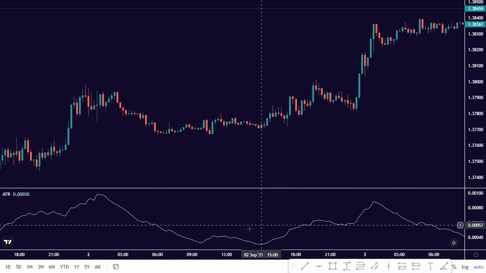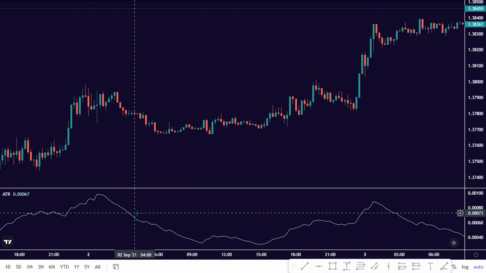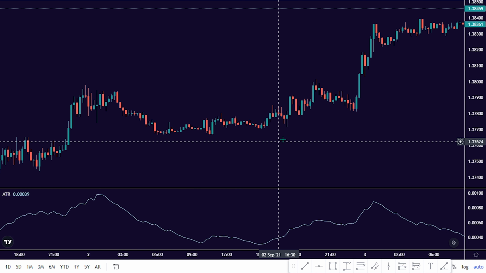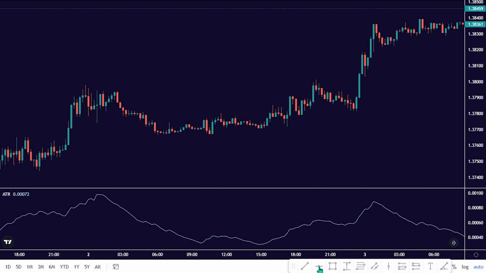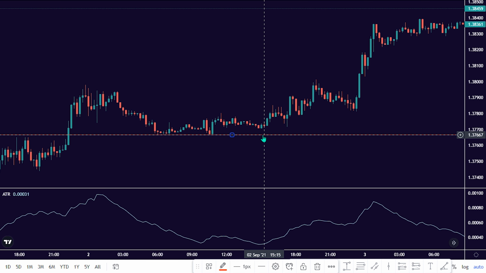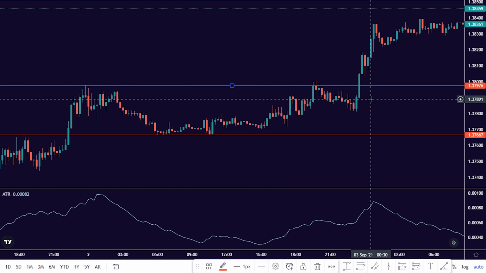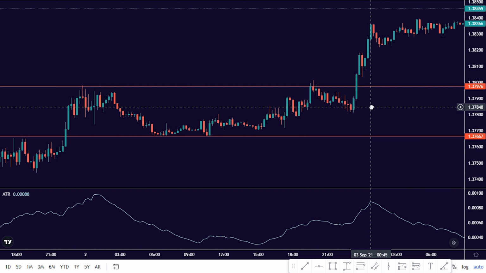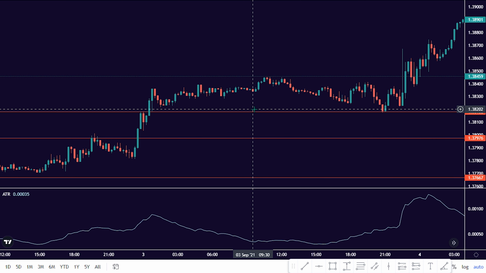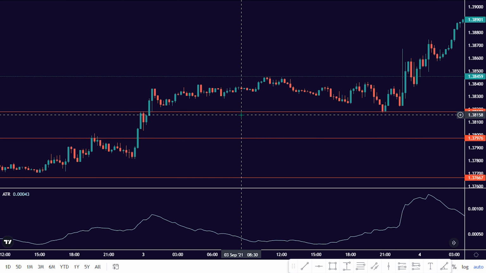The ATR, average true range, is an indicator that measures volatility in the market. Therefore, this trading indicator won't be useful in a flat market. We will combine the ATR indicator with support and resistance levels to detect trade opportunities in the market.